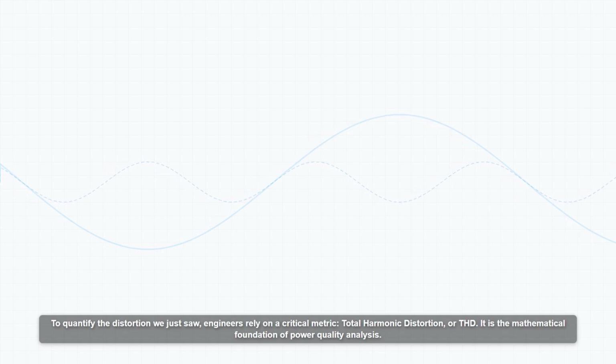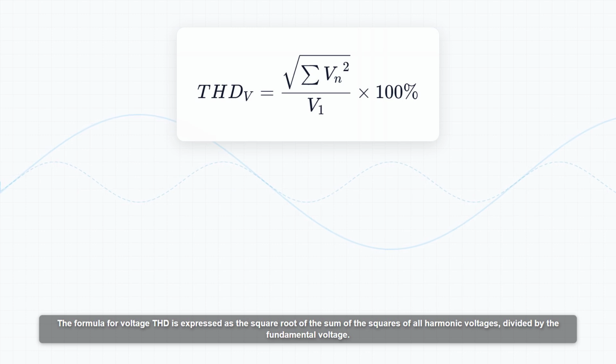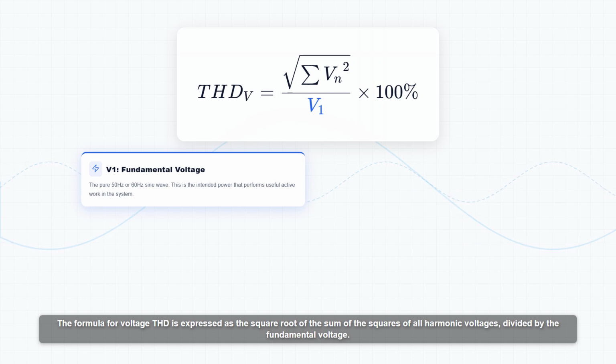To quantify the distortion we just saw, engineers rely on a critical metric, total harmonic distortion, or THD. It is the mathematical foundation of power quality analysis. The formula for voltage THD is expressed as the square root of the sum of the squares of all harmonic voltages, divided by the fundamental voltage.